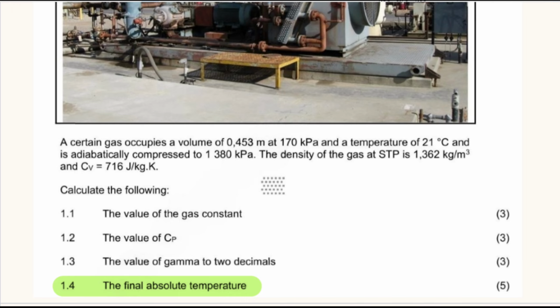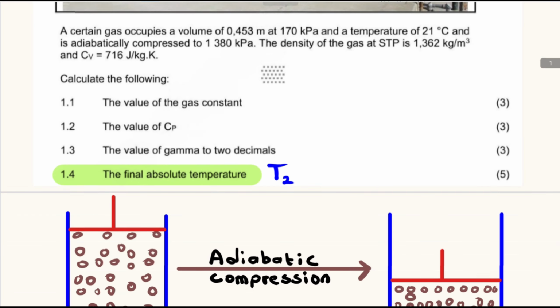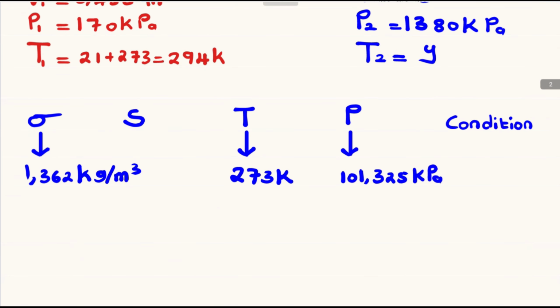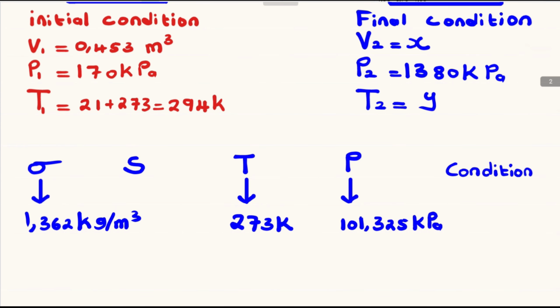Question 1.4, we calculate the final absolute temperature, that is temperature number 2, the temperature after the final condition. So let's get rid of this STP condition.